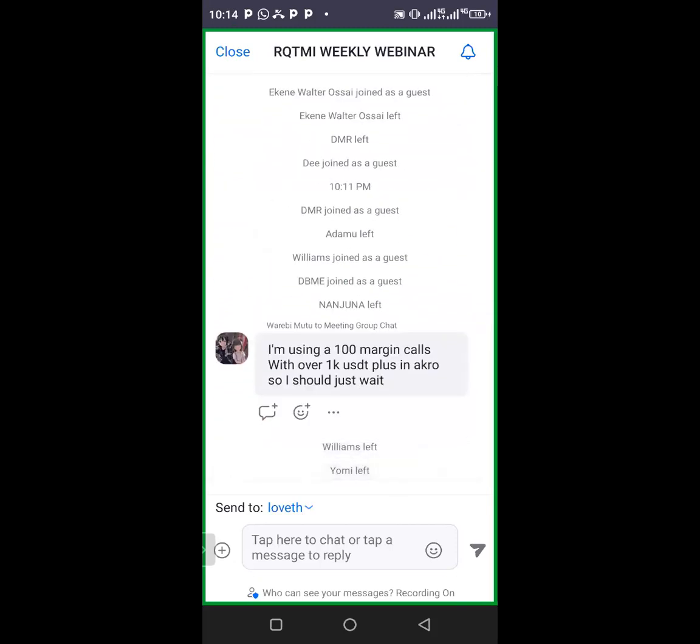I'm using a 100 margin call with over 1,000 USDT plus in ACRO. So I should just wait? Of course, wait and see what it can do for you. This your 1,000 can give you $500 or $150 profit when you completely sell off.